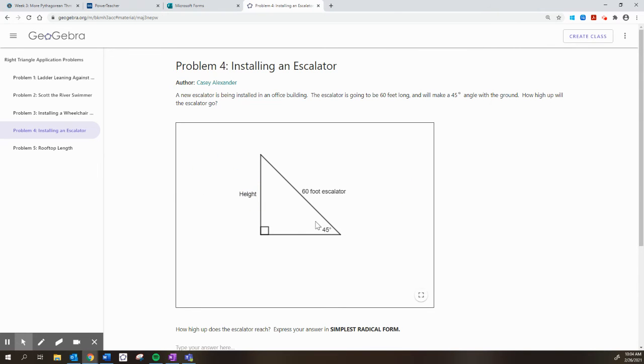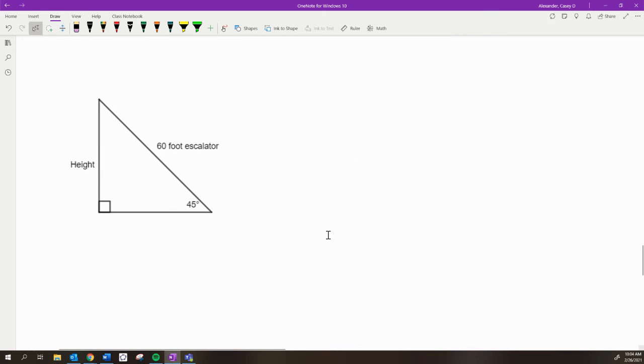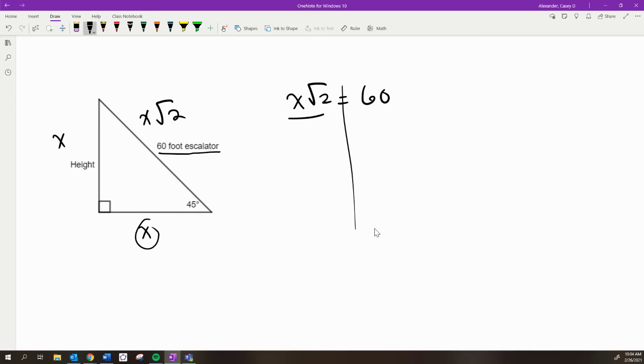All right, so we've got a 45, 45, 90 triangle. And so now, for these problems, we use this proportional relationship that 2 sides are the same, and the third side is the length of these 2 sides times the square root of 2. And I know that that's 60 feet. So I'll write x root 2 equals 60, and I'm going to solve from there. And I'm going to divide by the square root of 2. And I got x equals 60 divided by the square root of 2.